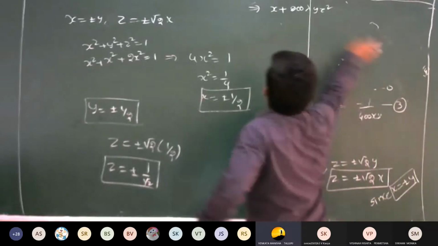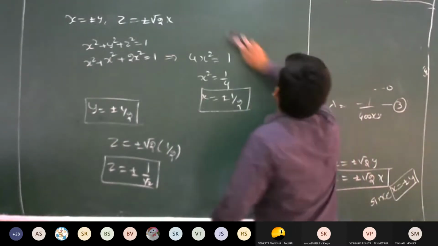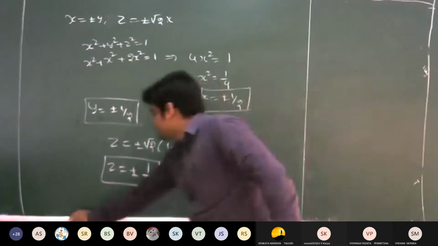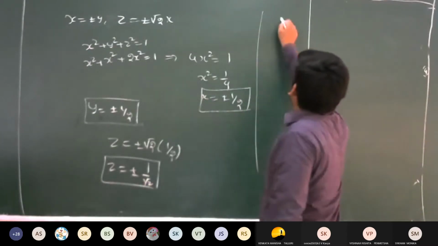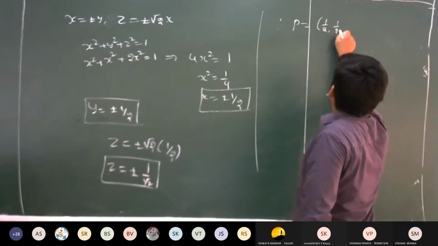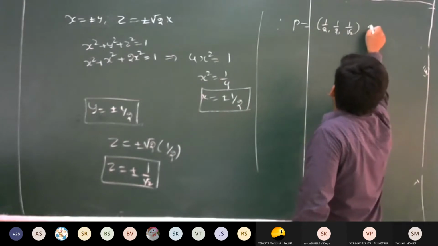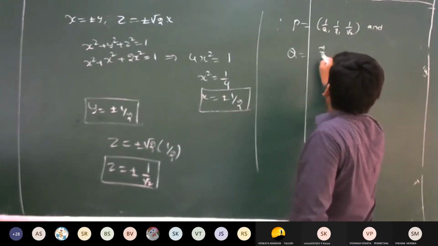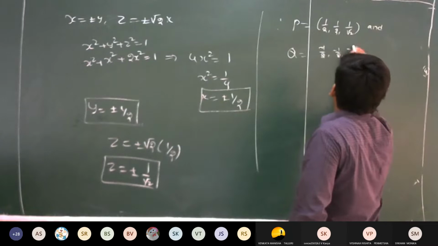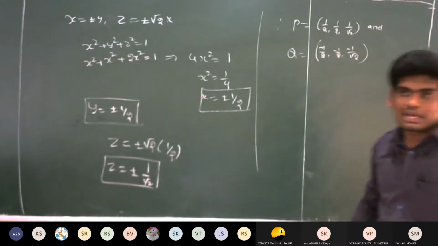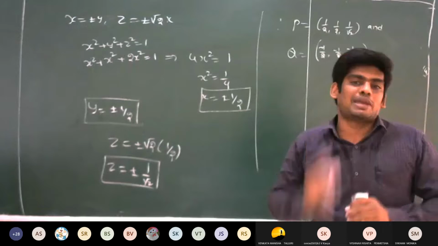So therefore, here the points are: P is equal to, I am taking the positive values, 1 by 2 comma 1 by 2 comma 1 by 2, and Q is equal to minus 1 by 2 comma minus 1 by 2 comma minus 1 by 2. So what they are asking, find the maximum highest temperature.